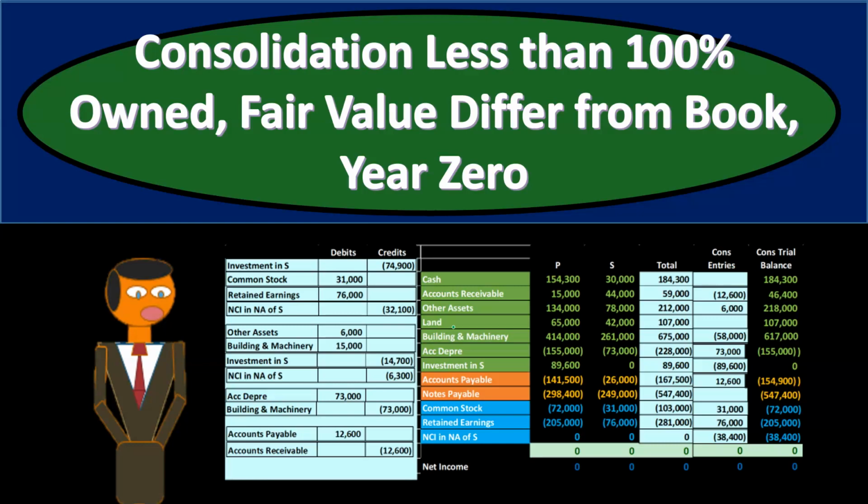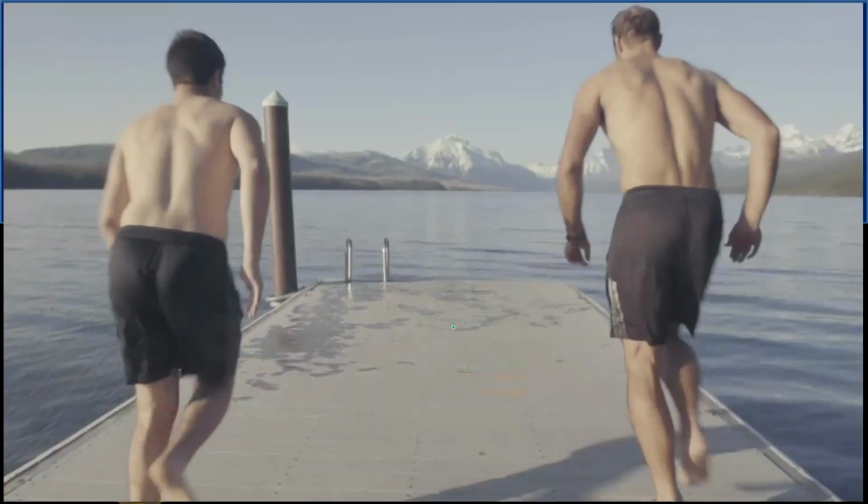We will start off doing this problem as if it was year zero. In other words, we're going to say that the purchase took place to get that controlling interest and then take a look at a consolidation right after that time period, not considering any temporary or income statement accounts at this point. And then next time we'll take a look at years out so that we have activity on the income statement, which will add a bit more complication to the problem.